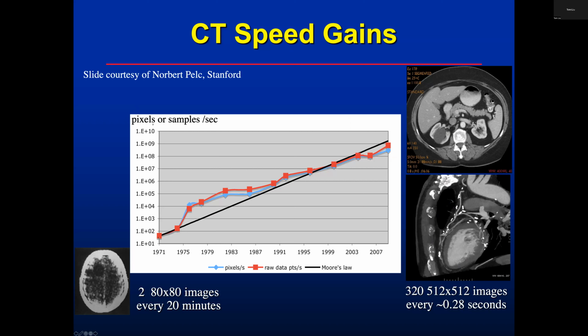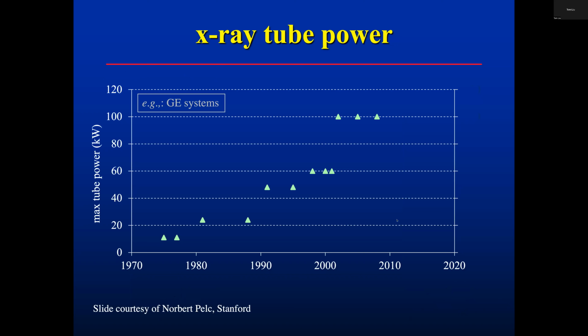Back in the 70s, down here, and this is a log scale, it's going up basically exactly with Moore's law. There's just more detectors, more data, more stuff. The early images, 2 images at 80 by 80 pixels, took 20 minutes. Now, 320 images at 512 by 512 takes 280 milliseconds. So that's a significant increase in speed.